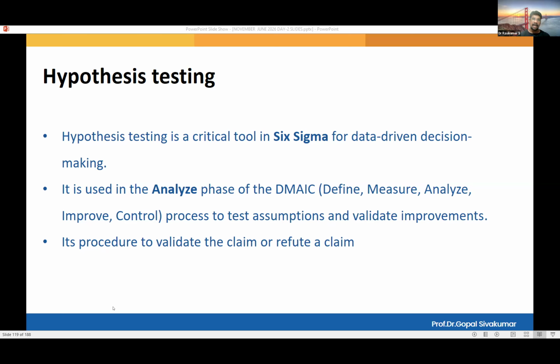So this hypothesis testing is a procedure to validate your claim. What is your claim? That low sugar is the root cause, low coffee powder is the root cause. This particular machine setting is the problem, this particular training is the problem. You may have a claim. That claim is going to be validated through this procedure. That is what we are going to do in the hypothesis testing. Are we clear, guys? Give me yes or no. Understood. Okay.